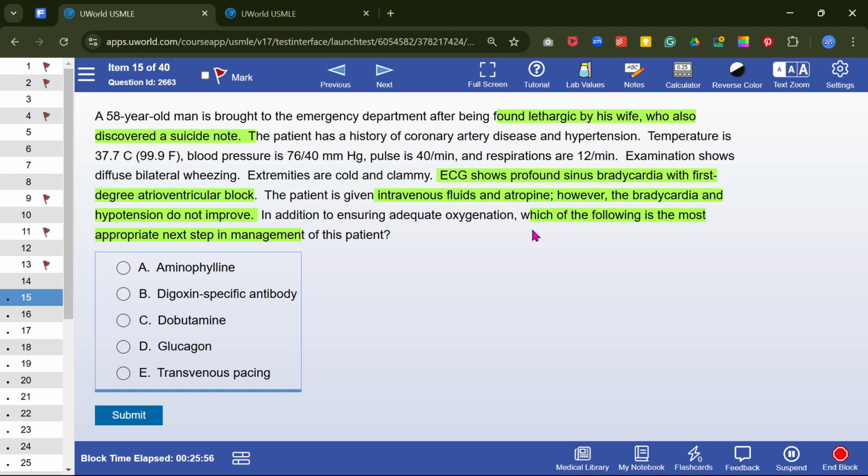Okay. The clue is that he has sinus bradycardia, but he has only first degree AV block, but the features look like a complete heart block. And in complete heart block or those heart blocks, if you give atropine, the bradycardia is going to improve, but it hasn't improved. So this is the clue.